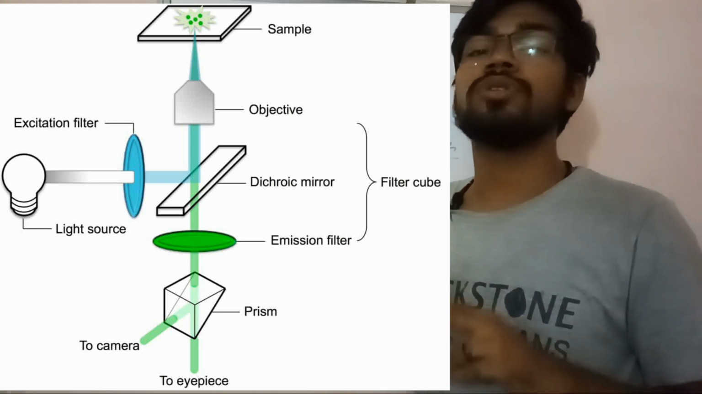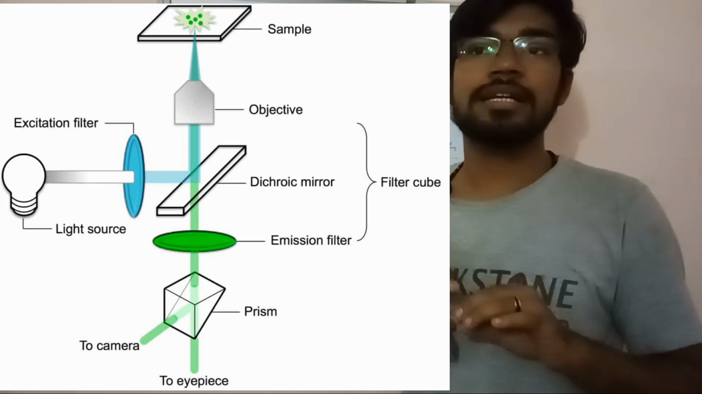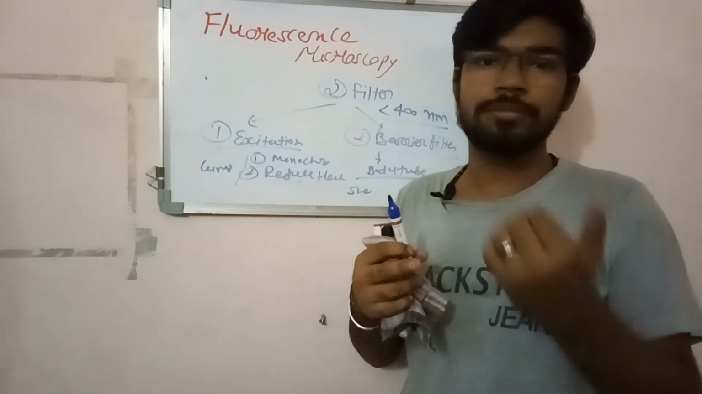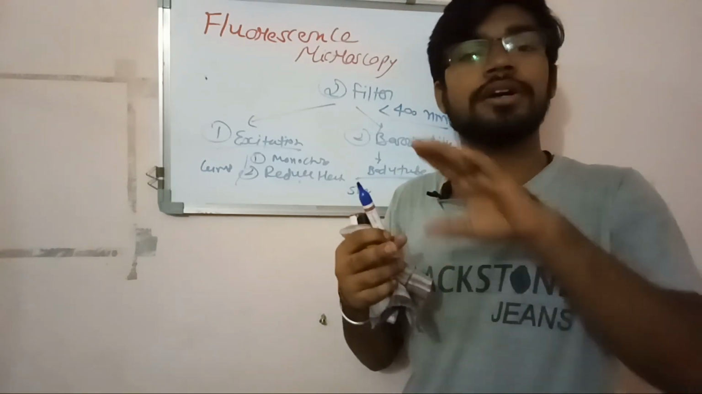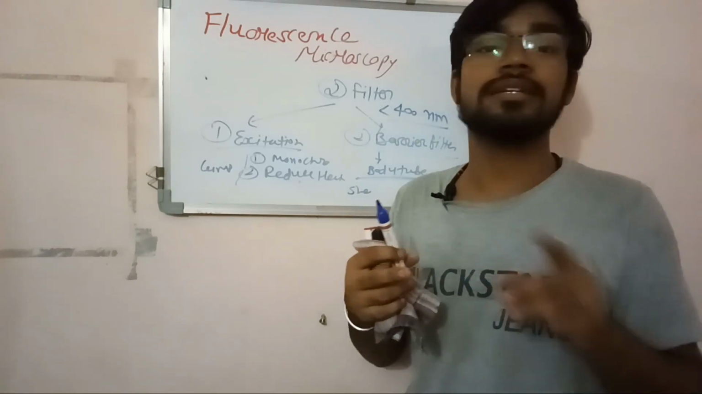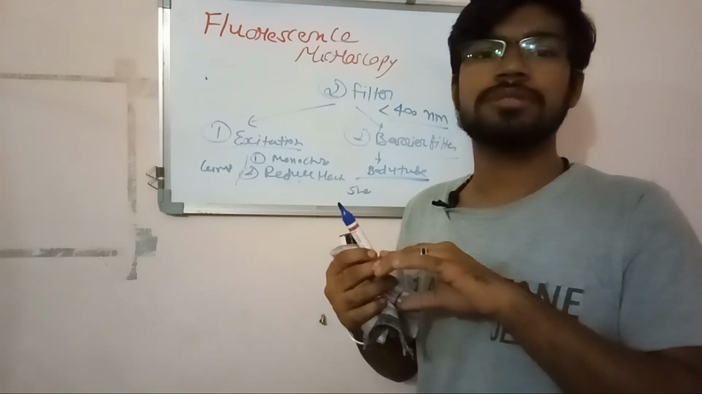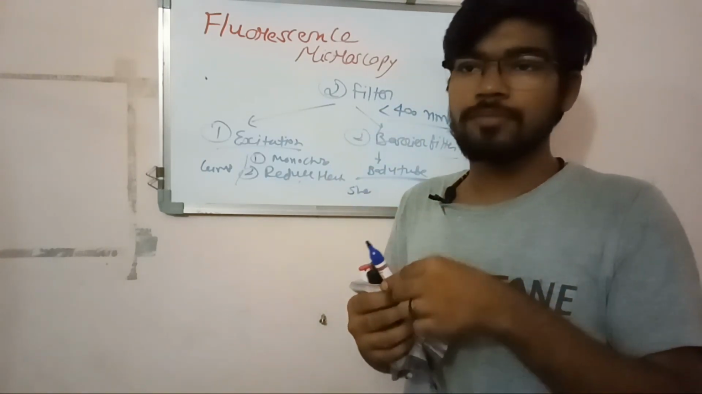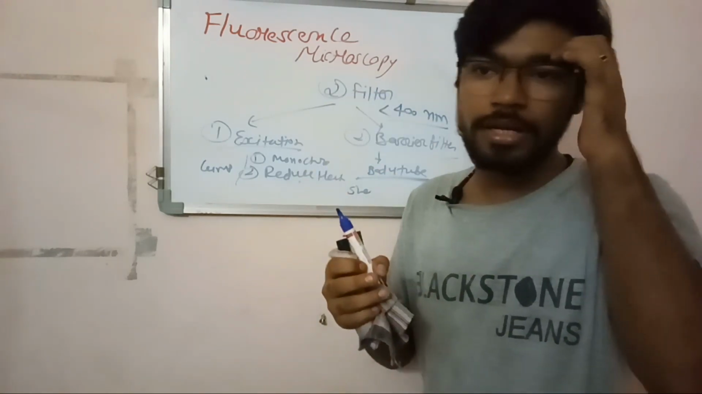Two types of fluorescence microscope are there: trans and epi. In trans, the light source is present below the condenser, and in epifluorescence the dichromatic mirror is present. In trans, the dichromatic mirror is not present. In the epifluorescence microscope, the light source is present horizontally at the side.